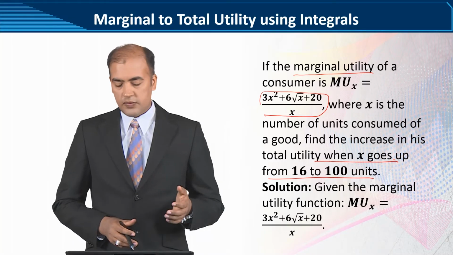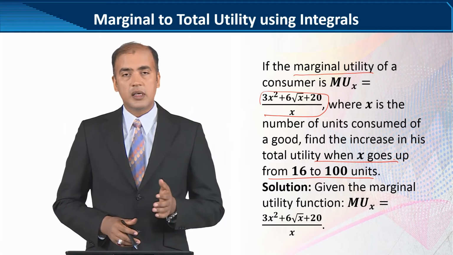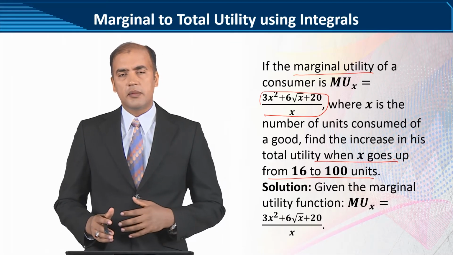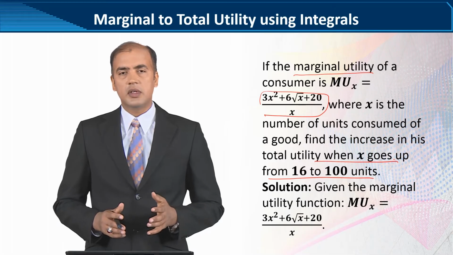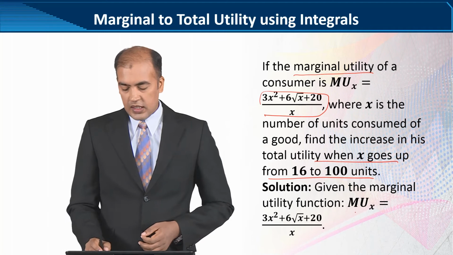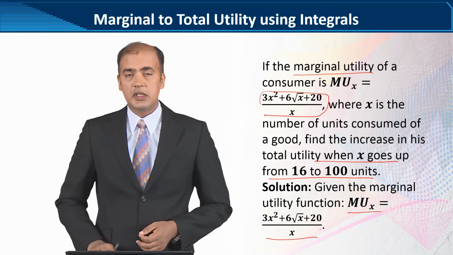That is the consumption from the 16th unit till the 100th unit. So these two minimum and maximum values are going to give us the lower and upper limits. And for that, we will use the definite integration.